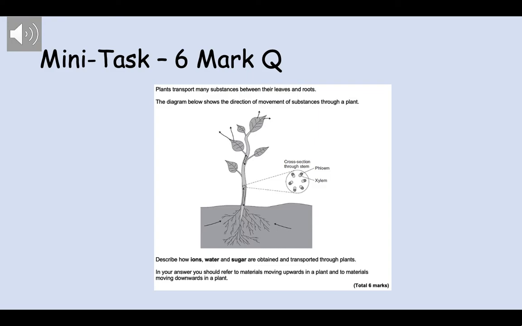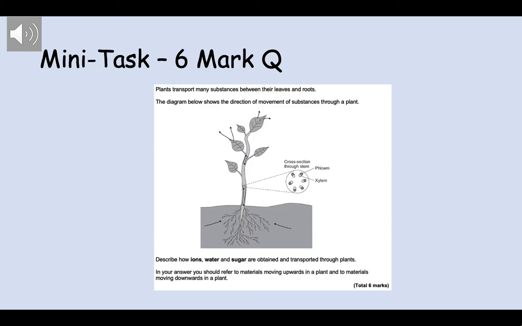So if you go back over the last couple of slides, you will know that when we're talking about the transportation of ions and water, we're talking about transpiration. This occurs in the xylem. And if we're talking about sugars, we're talking about the transportation through the phloem.